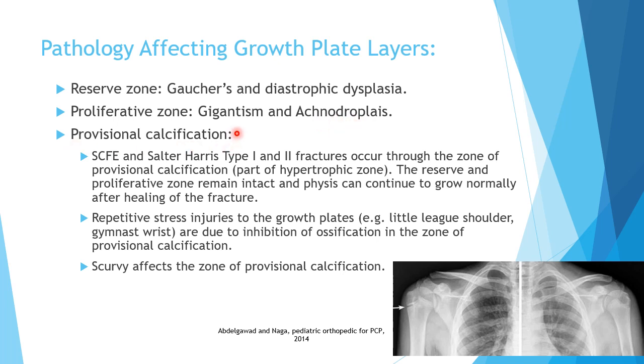And the provisional calcification, in which the calcium starts deposition into the extracellular matrix. This is where fractures, basically Salter-Harris injuries, and slipped capital femoral epiphysis occur, and usually it goes, as I said, through the zone of provisional calcification, which is part of the hypertrophic zone, and the upper two zones, the reserve zone and the proliferative zone, remain intact. That's why in most cases after physeal injury the growth plate is not disturbed.